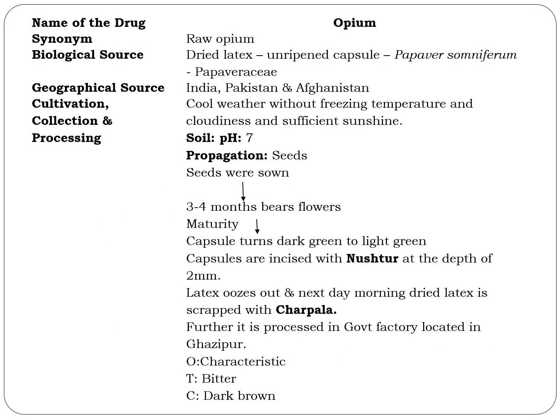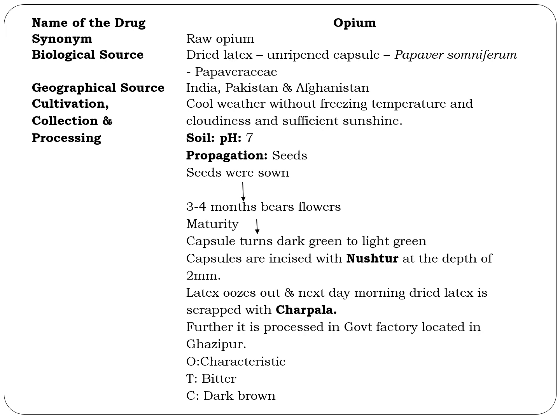The next drug is opium. It is commonly called raw opium. It is the dried latex obtained from the unripe capsule of Papaver somniferum, belonging to the family Papaveraceae. It is widely distributed in India, Pakistan and Afghanistan. Cool weather without freezing temperature and cloudiness, and sufficient sunshine are required to propagate this plant. The soil pH should be 7 and it is propagated by seeds.